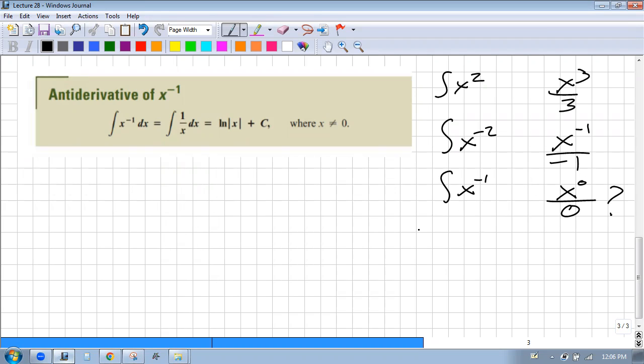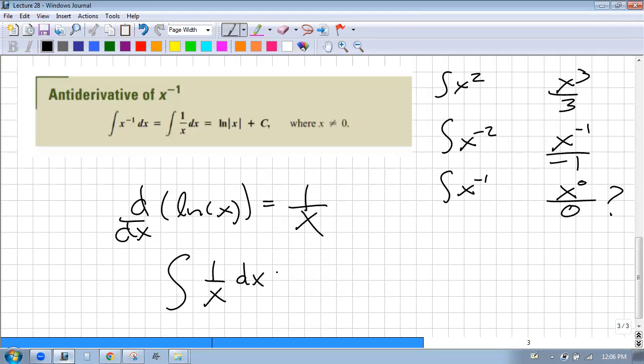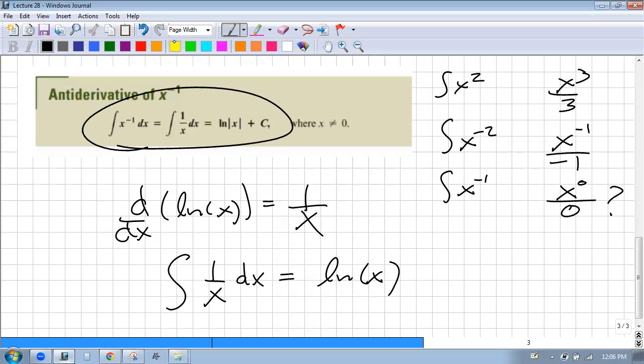So remember, the derivative of natural log was 1 over x, okay? So the integral of 1 over x is going to be natural log. That's what they're saying here. The integral of 1 over x is natural log, and that's because the derivative of natural log is 1 over x. Does that make sense? All right.